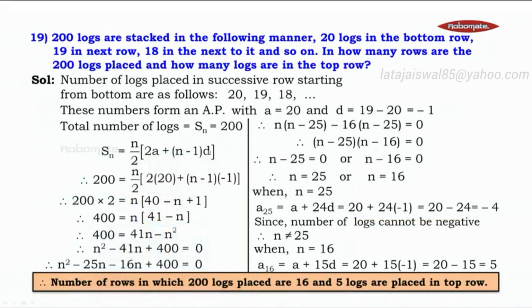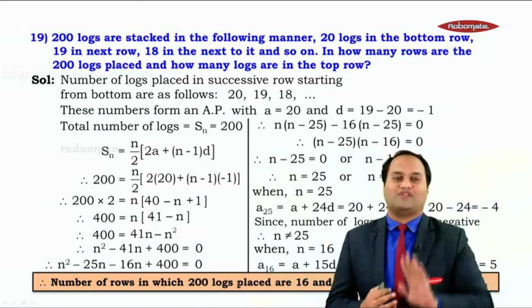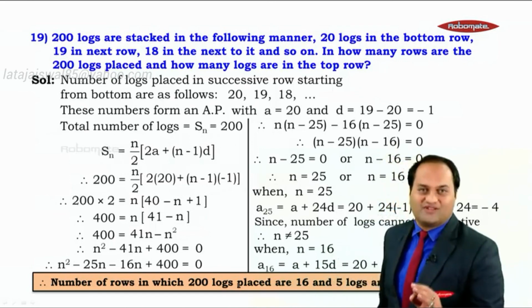So the question is, how many rows are there? There are 16 rows. And how many logs are there in the top row, that is in the 16th row? That's A16, which is equal to 5. Very, very simple, right?